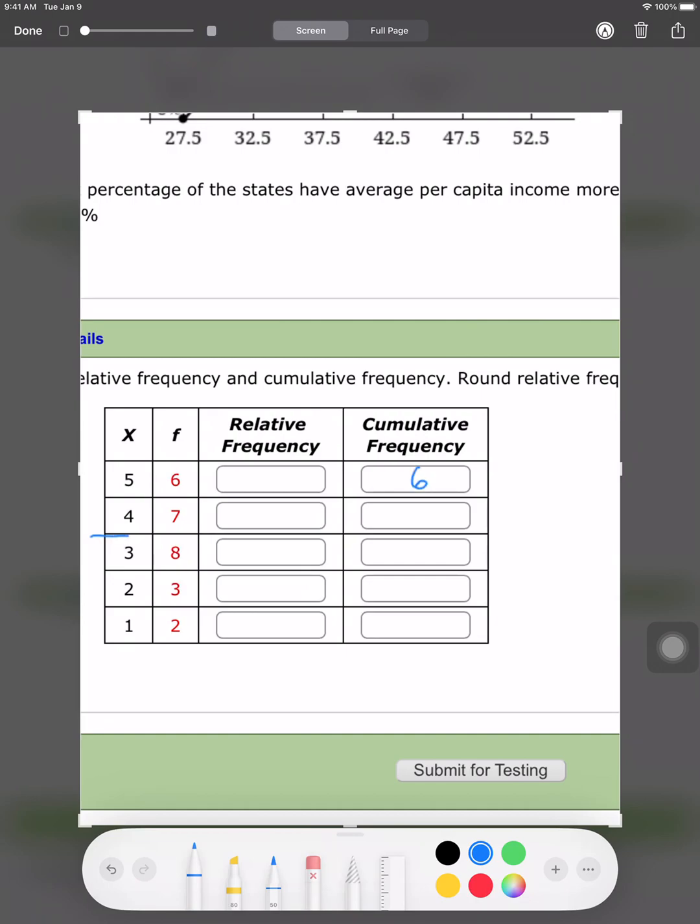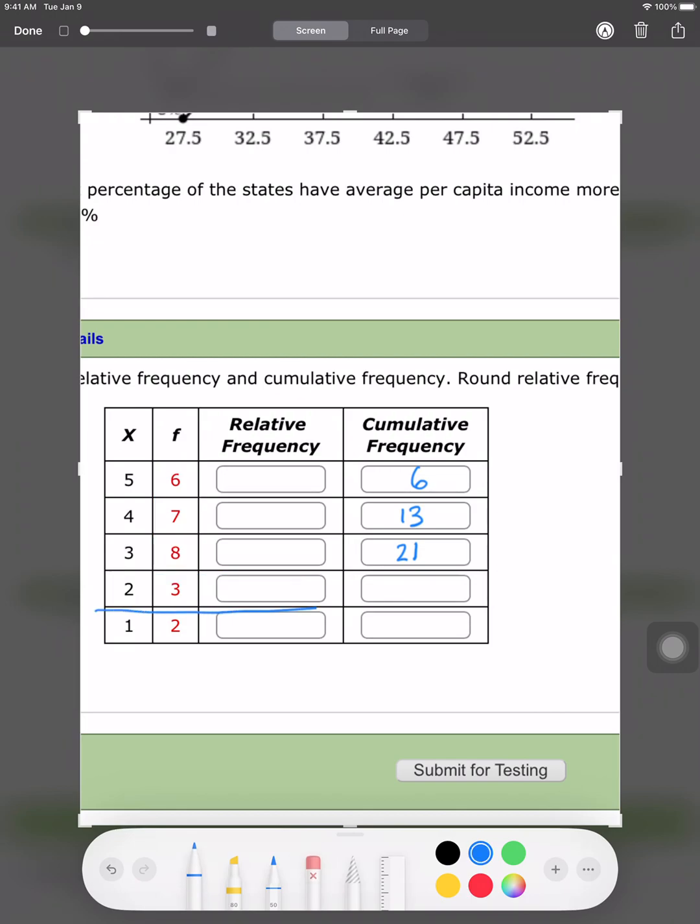Move down to the next one. So my line is now going to come here because I'm at the next box going down. And now I'm going to add up all the numbers until I get to that point. So 6 plus 7 is 13. And so the cumulative frequency at this point is going to be 13. Then I go a little bit further to the next box. Now I'm adding these numbers up. 6 plus 7 is 13. 13 plus 8 is 21. And so forth and so on.